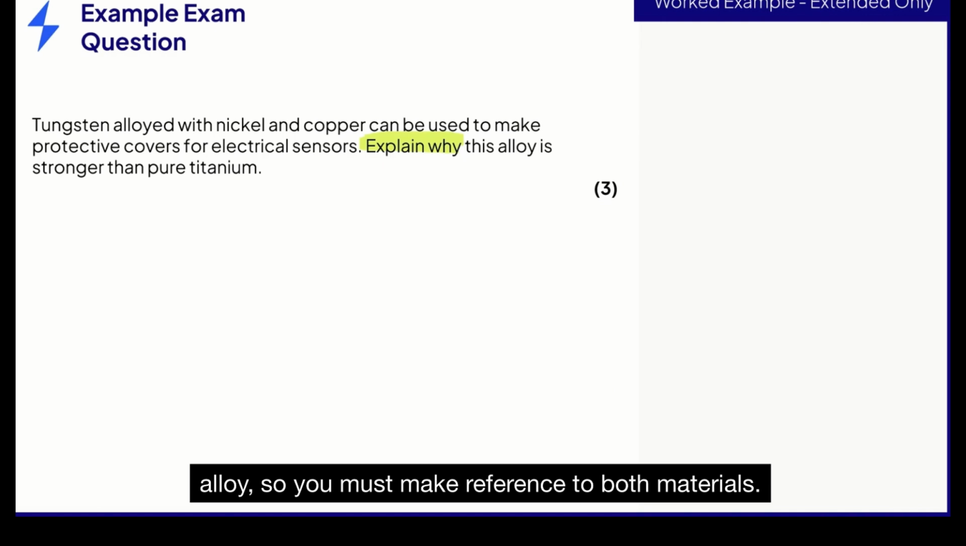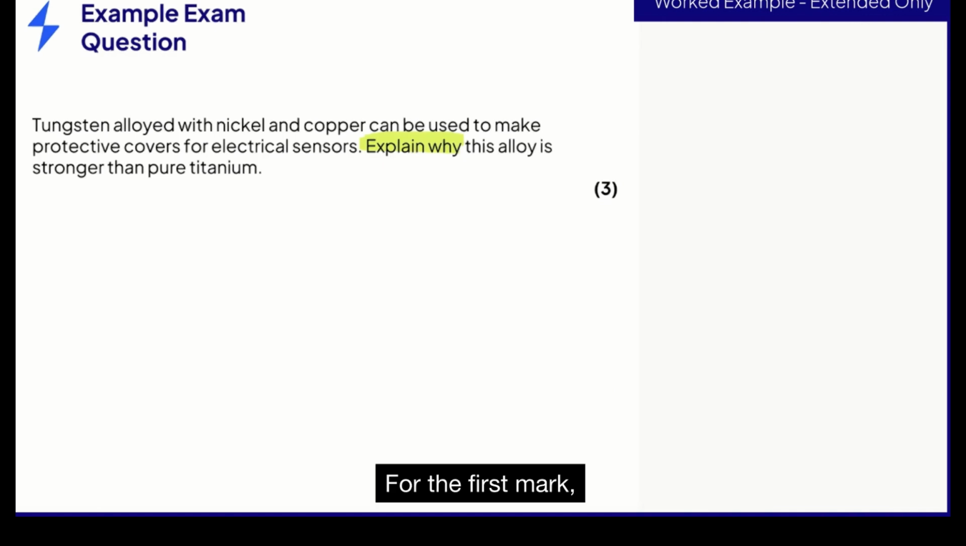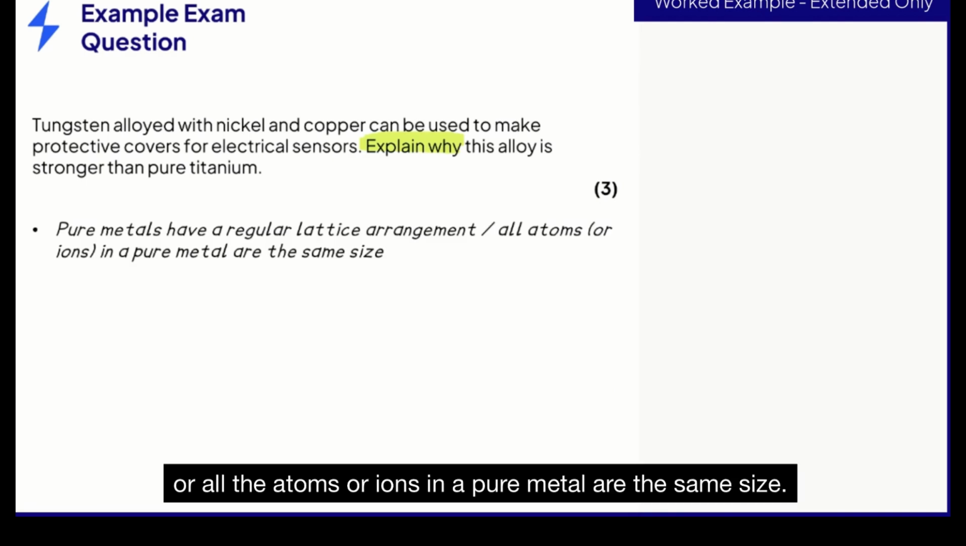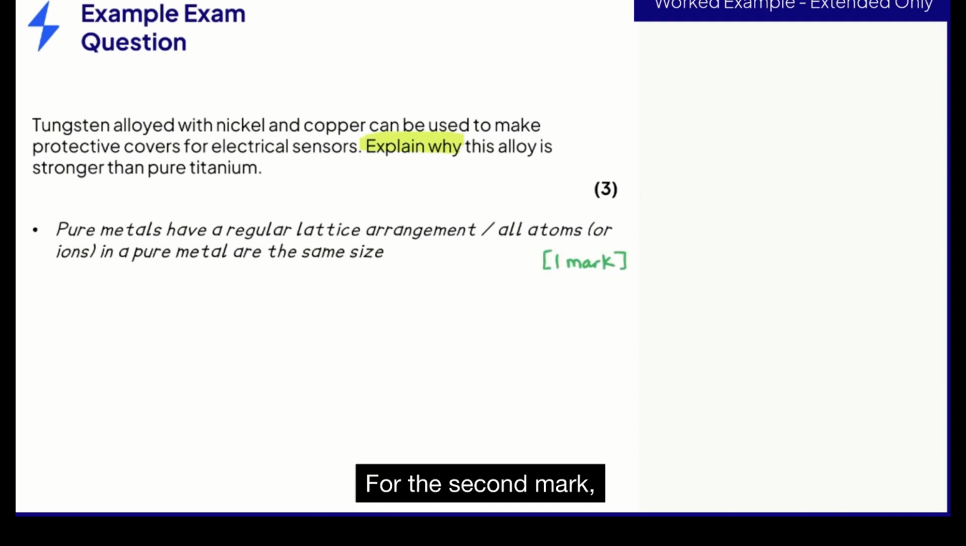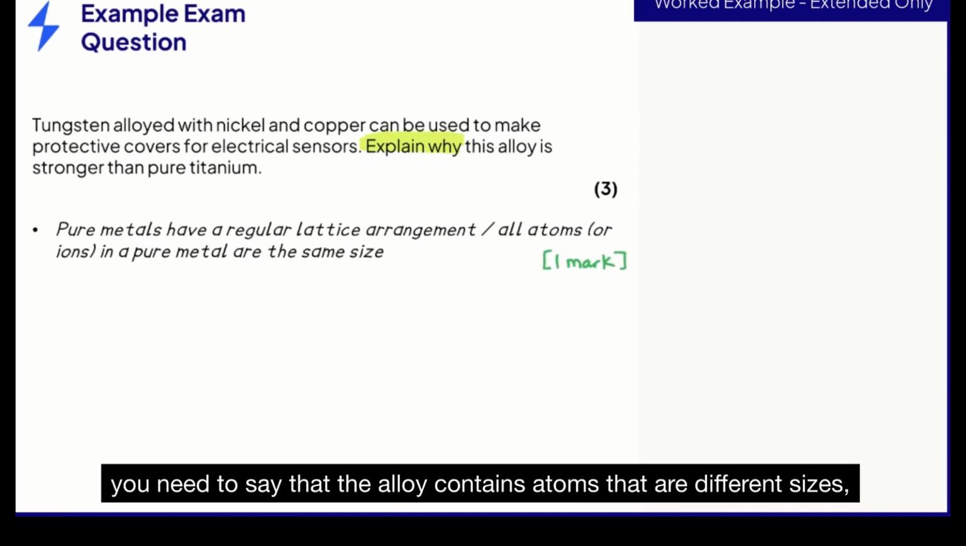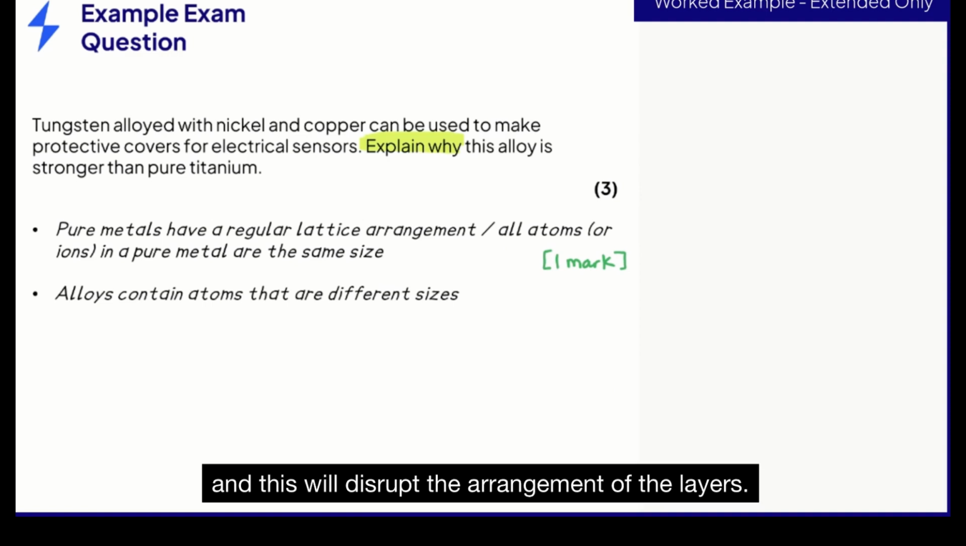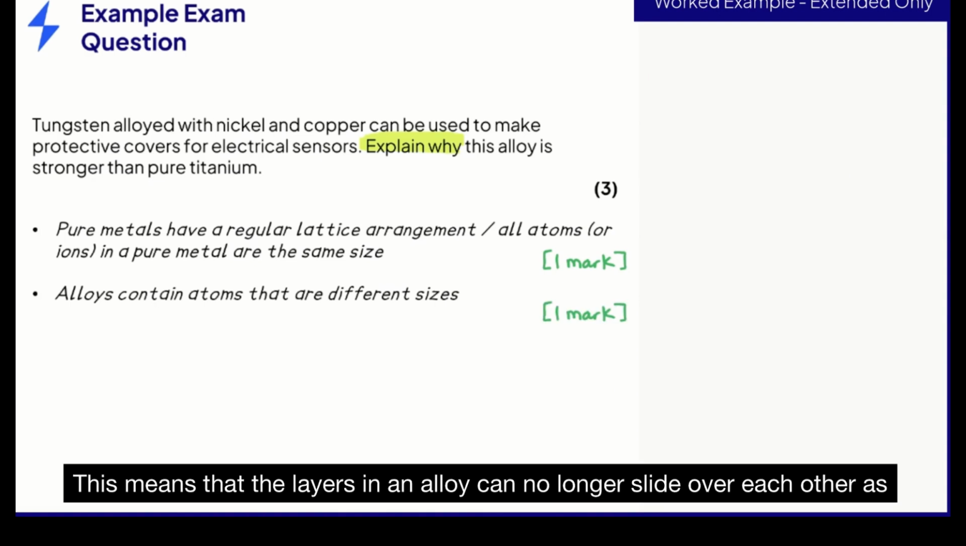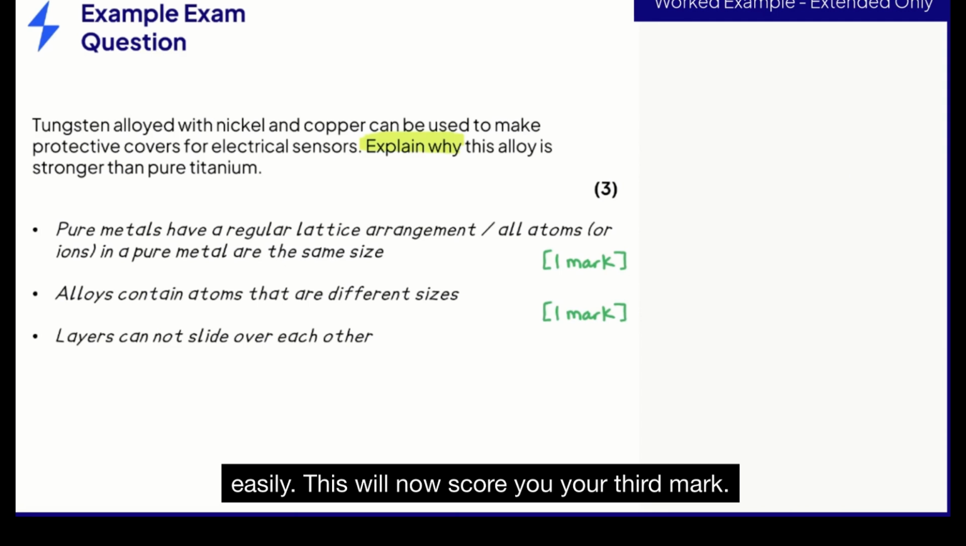The question is asking you to make the comparison between a pure metal and an alloy, so you must make reference to both materials. For the first mark, you need to say that pure metals have a regular lattice arrangement, or all the atoms or ions in a pure metal are the same size. For the second mark, you need to say that the alloy contains atoms that are different sizes, and this will disrupt the arrangement of the layers. This means that the layers in an alloy can no longer slide over each other as easily. This will now score you your 3rd mark.